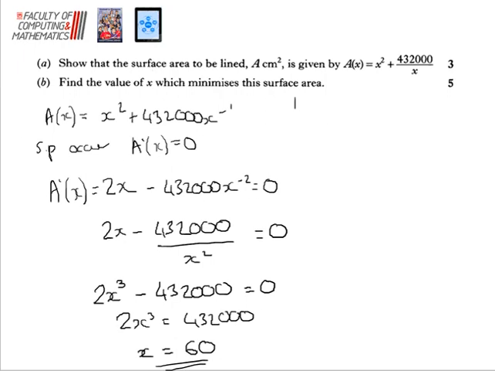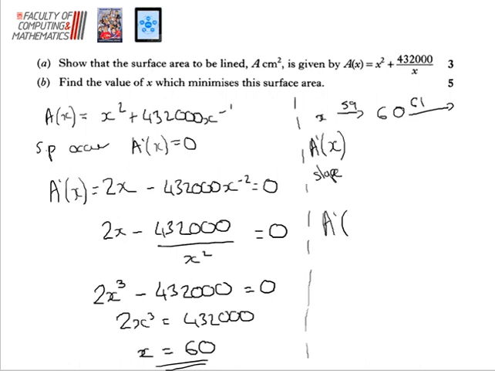Okay, let's look at the nature table just on this same slide. So my nature table, as my x's approach 60 and come away from 60, let's call it 59 and 61. I want to know what's happening with the slope, so I am going to go to my differential. Okay, so A dash 59 is 2 times 59 take away 432,000 over 59, and doing the same with 61.